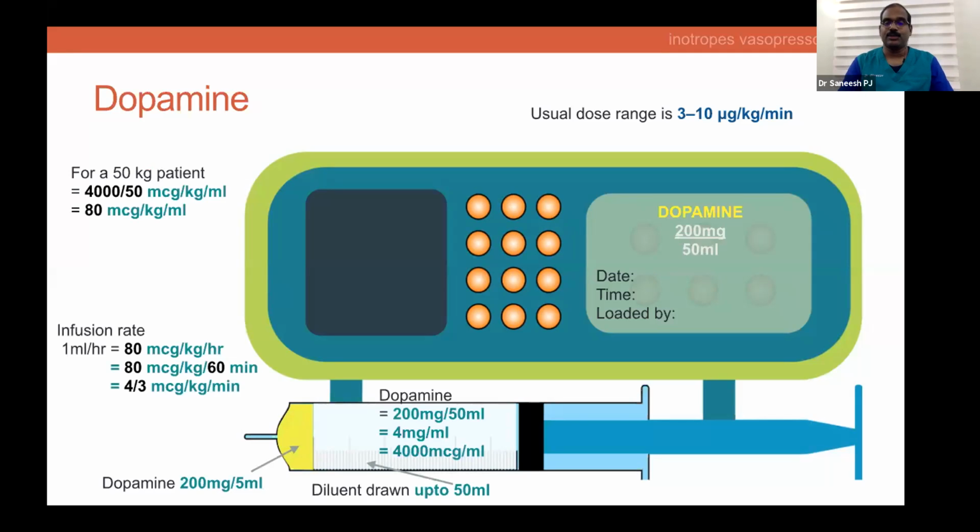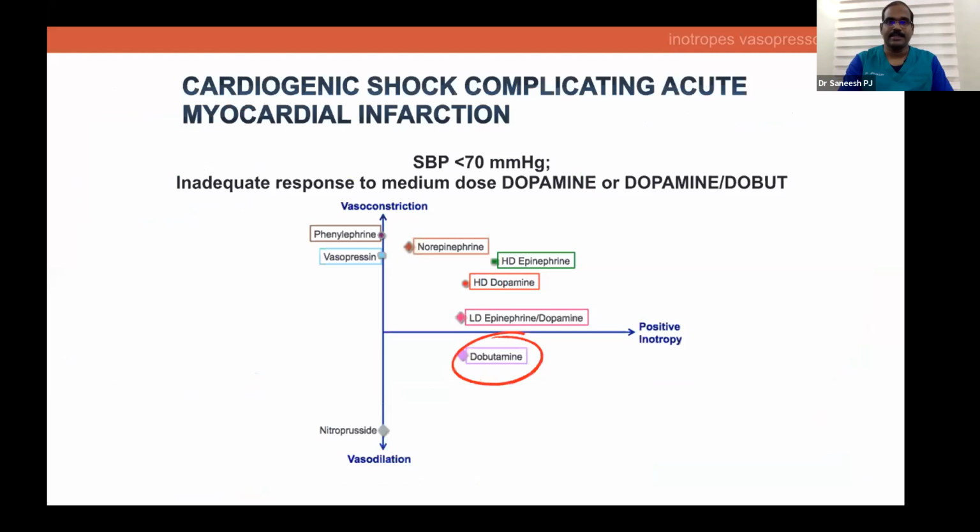Again, infusion rate, we should know if I am giving 1 ml per hour, how much is the mics per kg per minute. So 80 mics per kg per hour is 1 ml per hour. Converting hour into minute, it becomes 4/3 mics per kg per minute. Rather than writing it as 1.33 mics per kg per minute, you can also write as dopamine 3 ml per hour is 4 mics per kg per minute. If the patient was around 65-70 kgs, probably we can come down to maybe 1 ml equals 1 mics per kg per minute. Okay. So usual dose range is 3 to 10 or sometimes 15 mics per kg per minute.